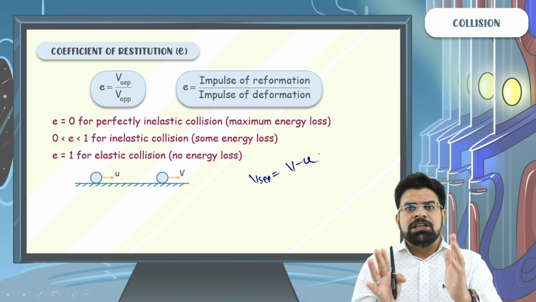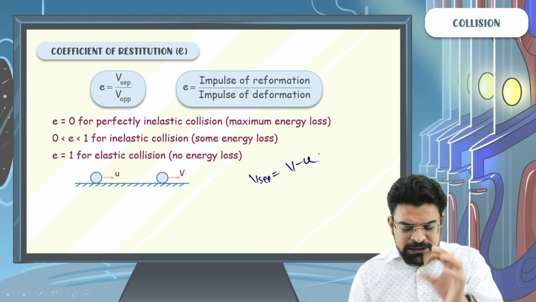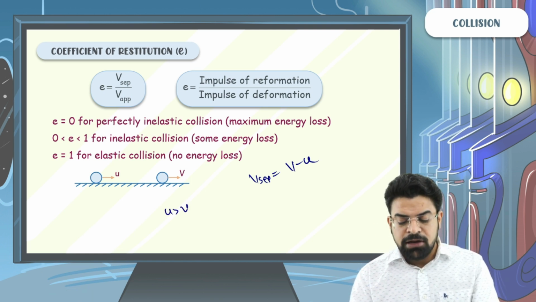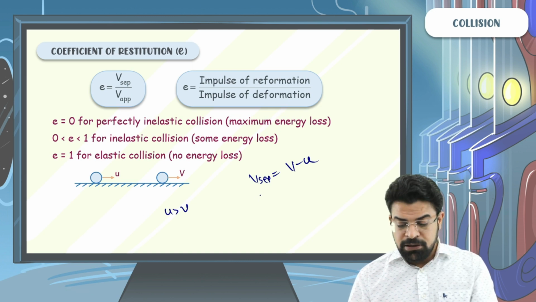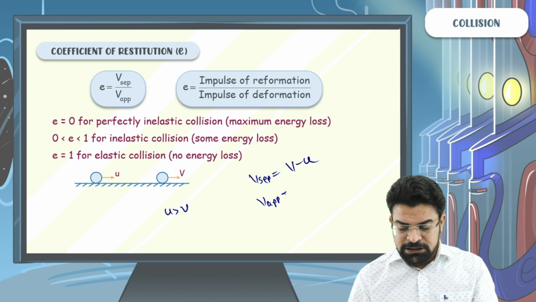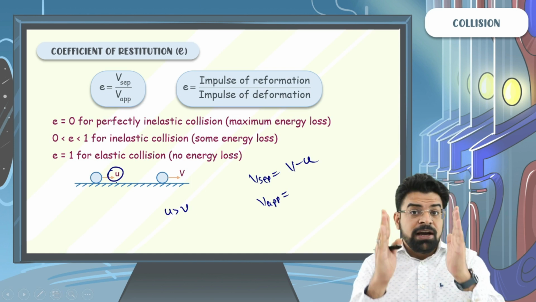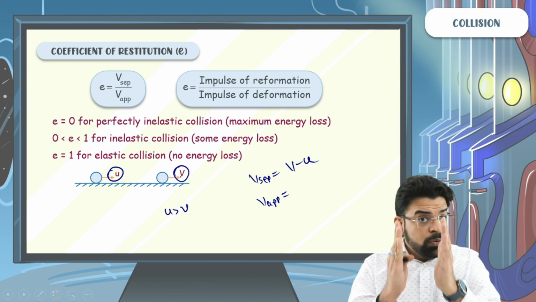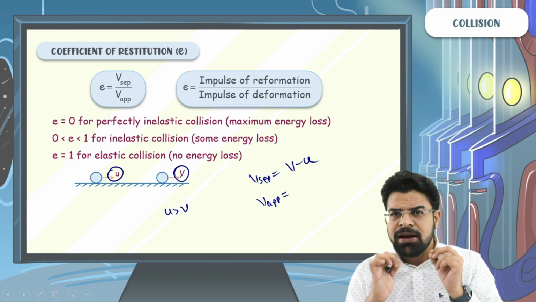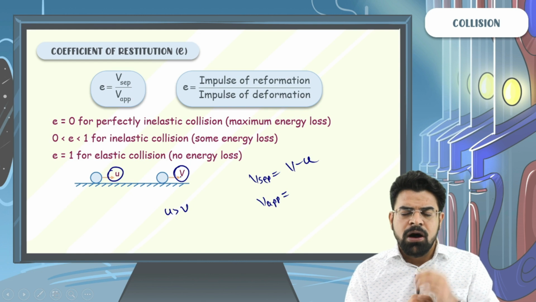If these two bodies are approaching each other, then I can say with 100% guarantee u has to be greater than v. If u is greater than v, what will be the velocity of approach? You will say, sir, the velocity u is trying to decrease the separation, while the velocity v is trying to increase the separation. So when I write the velocity of approach, how will I write it?